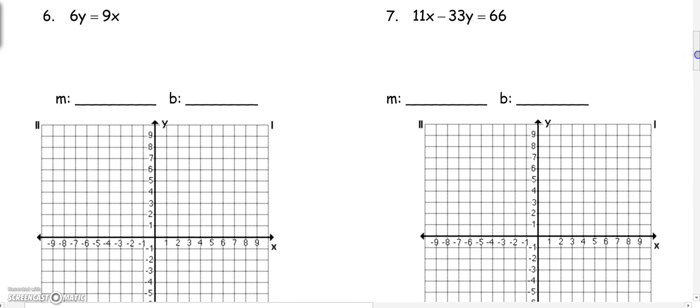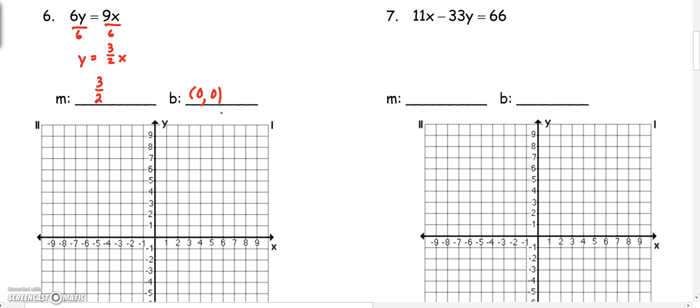In number 6, again, this is not in function form yet, so I need to divide by the number in front of the y. So I'm going to divide by 6. Y equals 3 over 2 x when I reduce. So my slope is 3 over 2. It's the number in front of the x. We don't have any constant over here. Therefore, my y-intercept is just (0, 0).